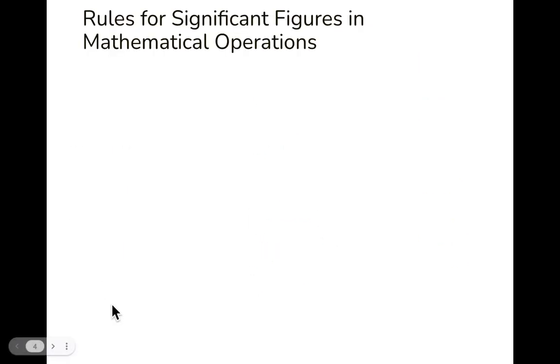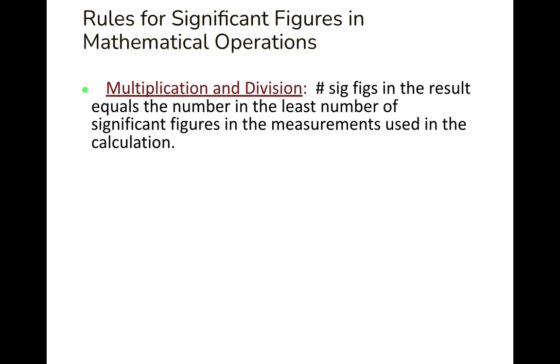All right, now that seems pretty straightforward. We're looking at decimal places. Now, you're probably wondering why in a previous lesson we learned how to count significant figures. And that's because of the rules for the mathematical operation of multiplication and division. Let's look at this. For multiplication and division, the number of significant figures in the result equals the number in the least number of significant figures in the measurement used in the calculation. Now that's a lot of words, so we're just going to look at some examples.